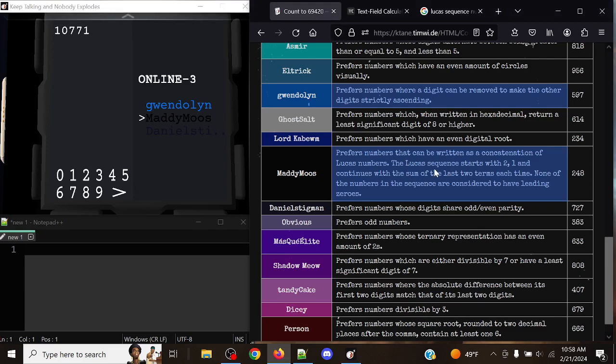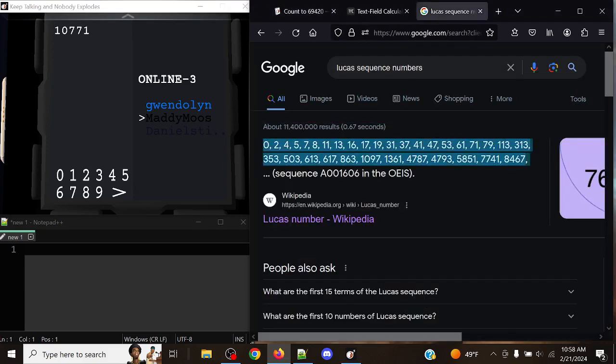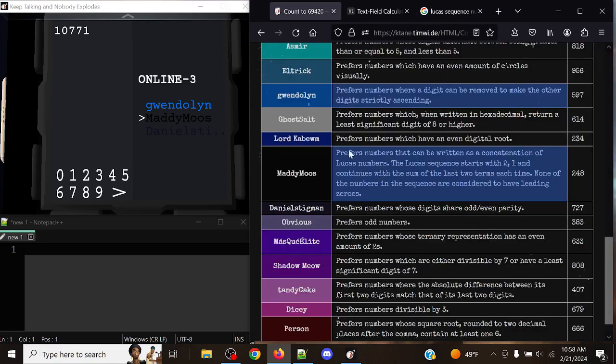Prefers numbers that can be written as a concatenation of Lucas numbers. In this case, Lucas numbers considering these. And you won't see that many of them actually come about, but I'll still keep that rule in mind just in case that happens. And the last user prefers numbers whose digits share odd or even parity. So effectively, this means all digits odd or all digits even. So just be very careful with that. And I don't think this will ever happen because we're at a position of 0 and 7, so they both don't share a parity.